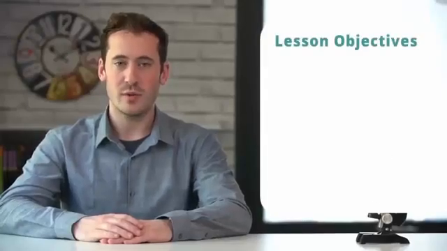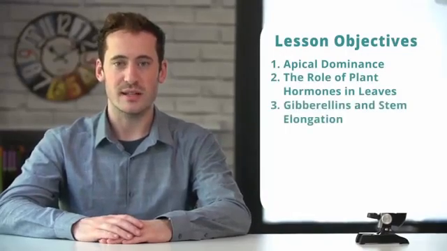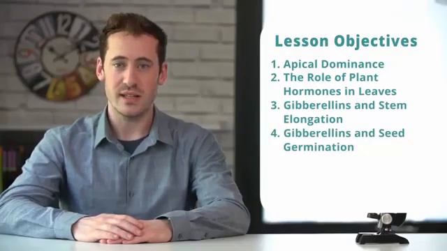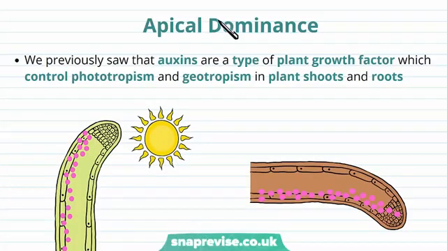Hi guys, in this video we'll be looking at apical dominance, the role of plant hormones in leaves, gibberellins and stem elongation, gibberellins and seed germination, and then we'll finish with a summary. So plant hormones play an important role in a process called apical dominance.